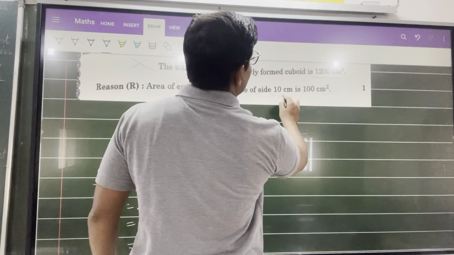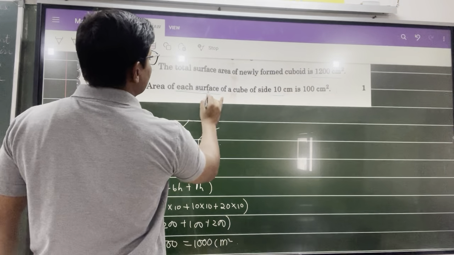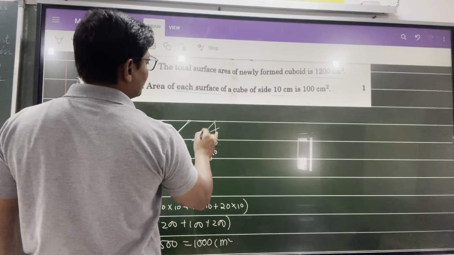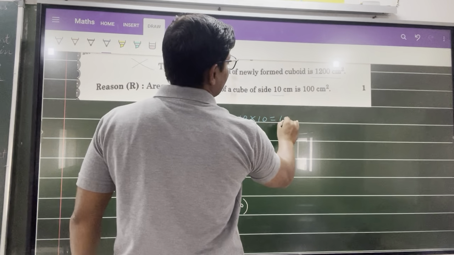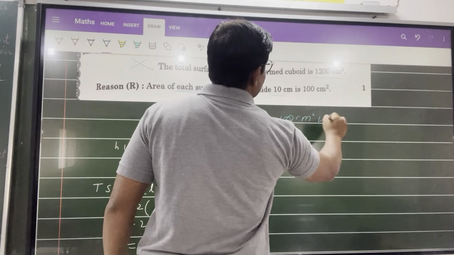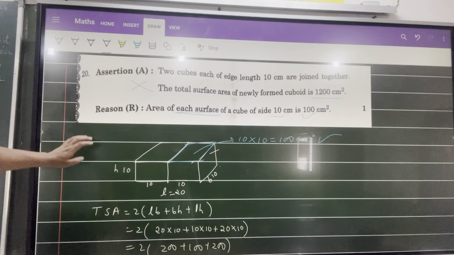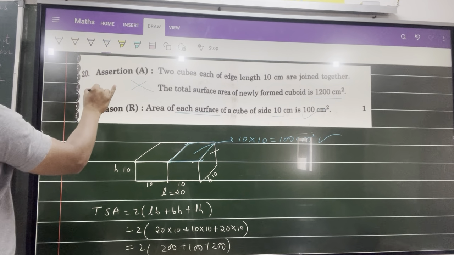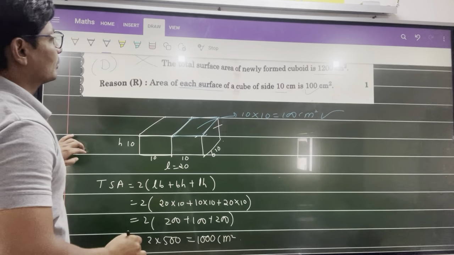Then check the 10 centimeter cube, the area of each surface. So one surface for a 10 centimeter cube is going to be 10 into 10, which is 100 centimeter square. So this is correct, and the assertion is wrong. So I think option D. So option D is the correct option here.